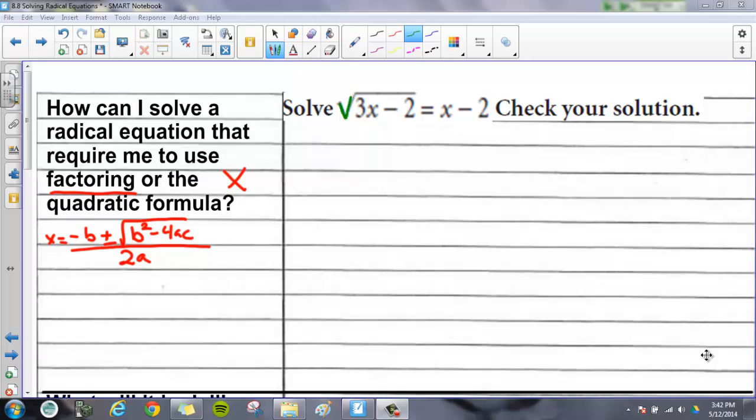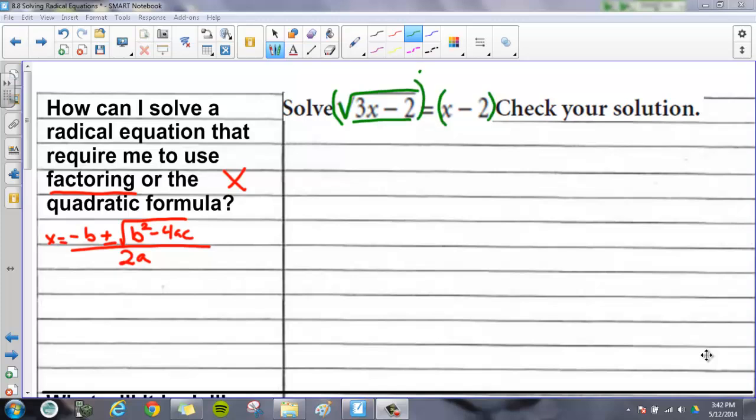Notice we have this radical here. It is by itself. Nothing else is connected to it. There's stuff inside, I get it, this 3x minus 2, that's inside. That's okay. But the whole radical has to be by itself on one side of the equal sign. When that's true, the first step is to get rid of that radical, and to do that, you got to square both sides.